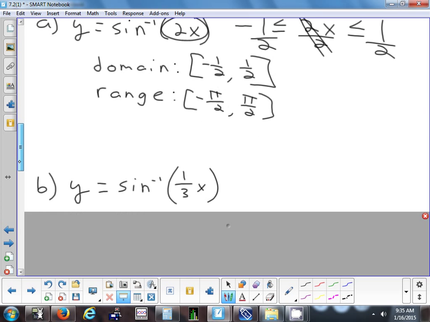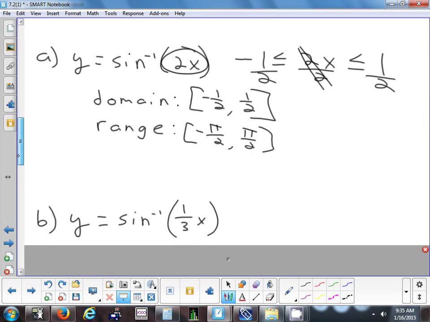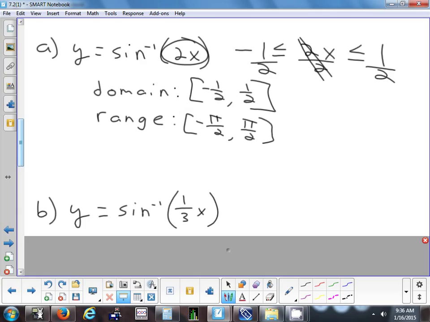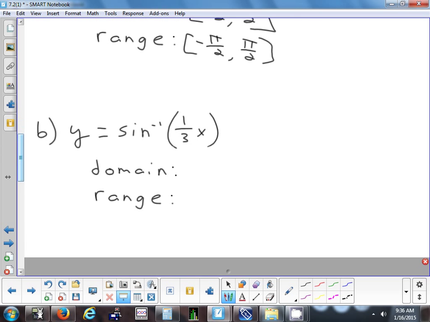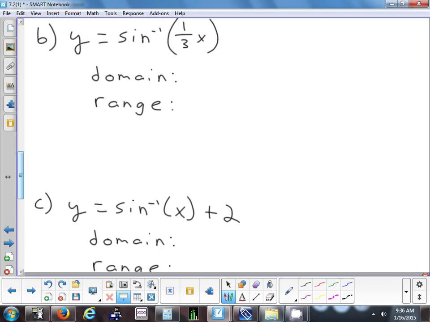Okay, I'm going to skip B. All B would do essentially, I'll tell you the answer, it's going to make it negative 3 to 3. It's going to triple. It's going to stretch. Smaller numbers inside make it bigger. So your domain would become negative 3 to 3. No change in the range on that one. Let's do one that's a little more interesting. Okay, let's try this.